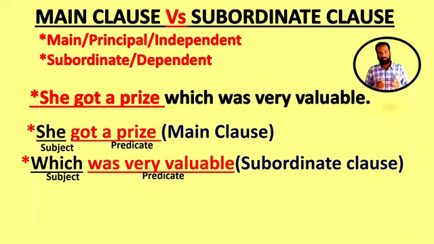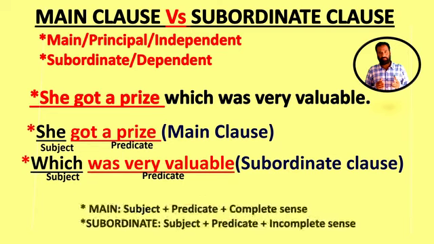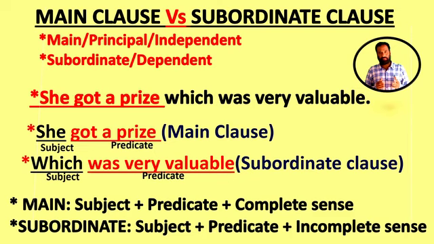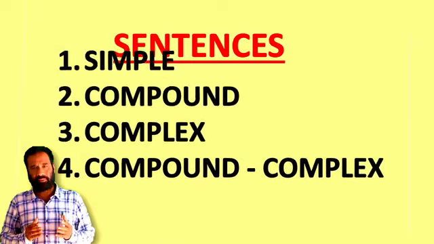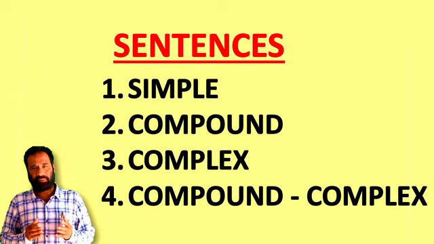Moreover, without the subordinate clause, the main clause can give full sense. It can stand on its own. But without the main clause, the subordinate clause is meaningless. So main clause equals subject plus predicate plus complete sense. Subordinate clause equals subject plus predicate plus incomplete sense. According to the structure, sentences can mainly be divided into simple, compound, complex. However, compound complex sentences can also be added.